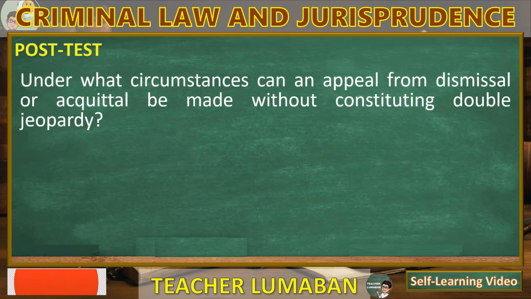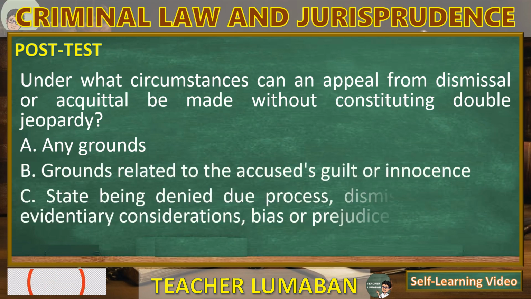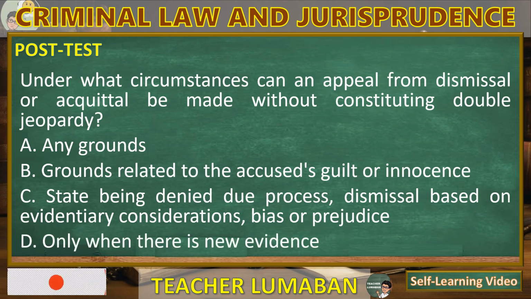Under what circumstances can an appeal from dismissal or acquittal be made without constituting double jeopardy? A. Any grounds. B. Grounds related to the accused's guilt or innocence. C. State being denied due process, dismissal based on evidentiary considerations, bias, or prejudice. D. Only when there is new evidence.